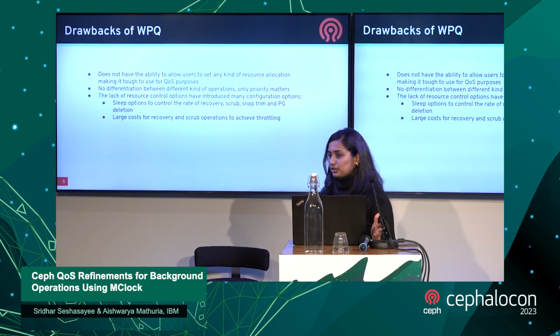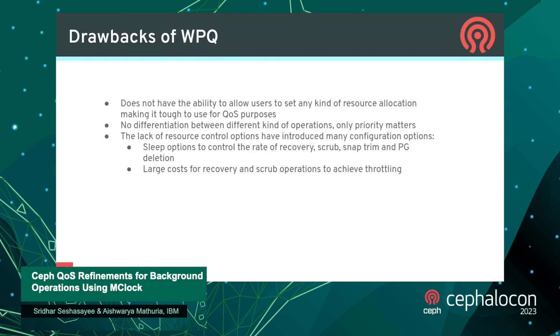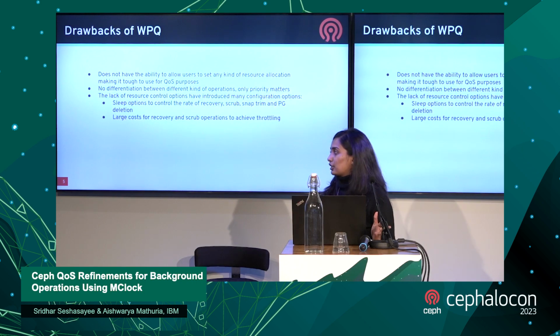Due to the lack of resource control options available in WPQ, a lot of configuration options have been introduced over time to try and control background operations. An example of this is the various sleep options available, which were introduced to control the rate of recovery, scrub, snap trim, and PG deletion. Another example is the large costs that are set for recovery and scrub operations to achieve throttling them.